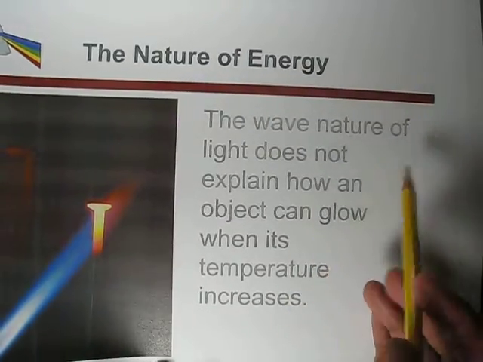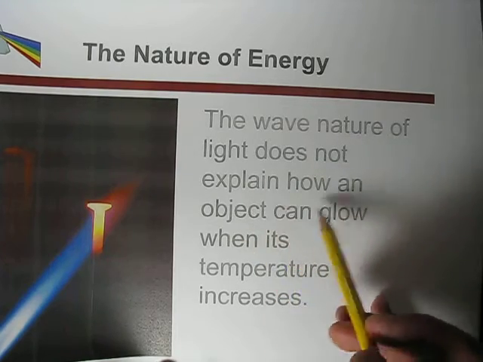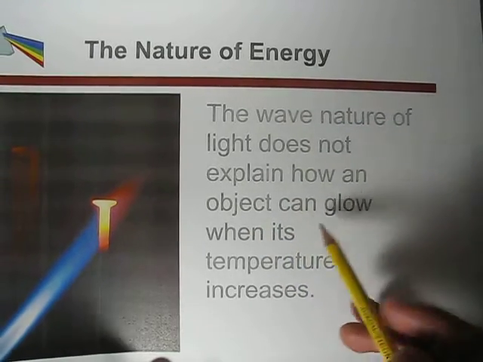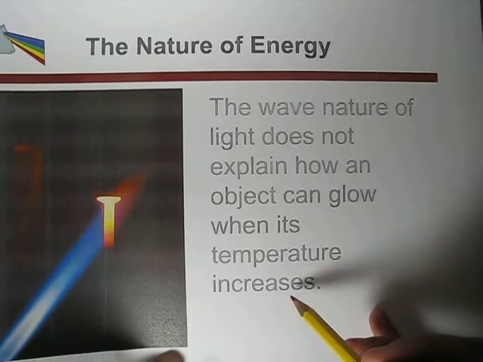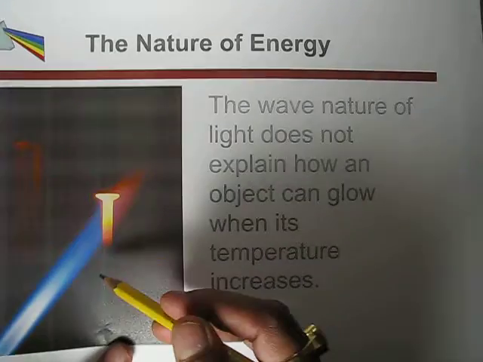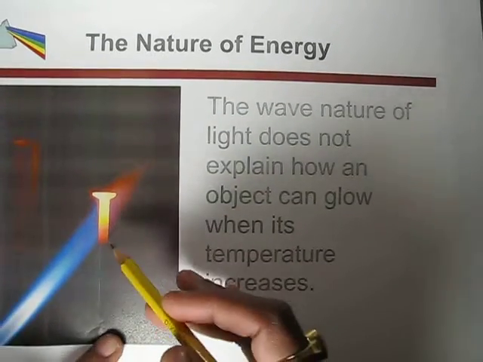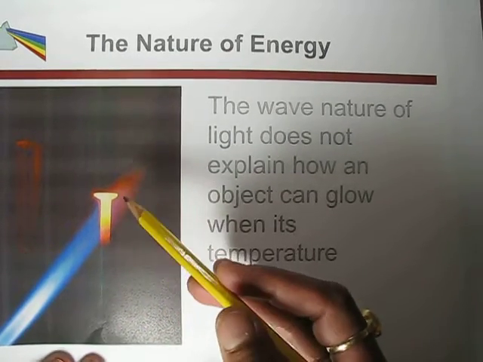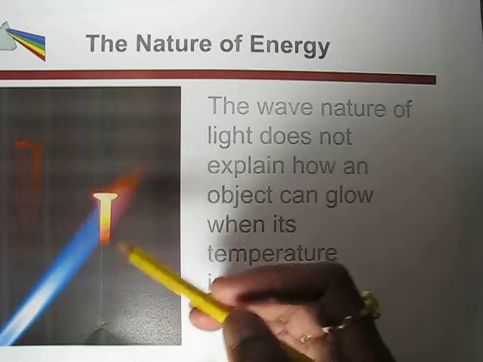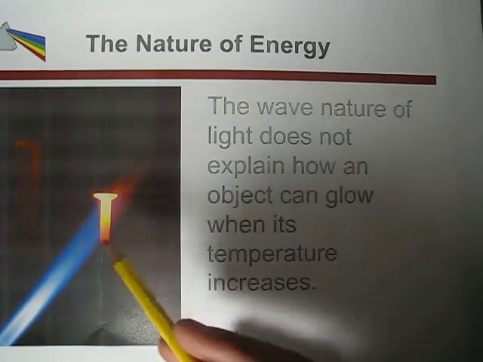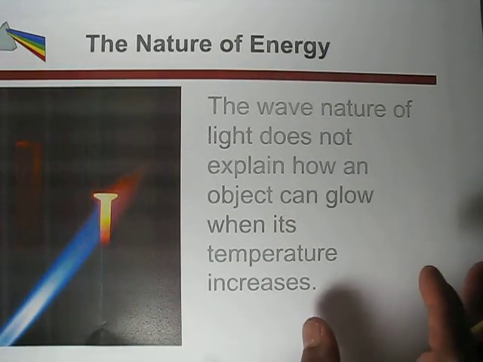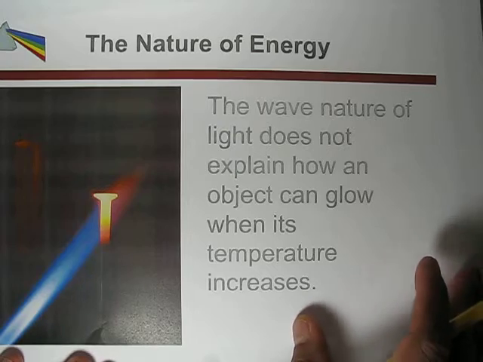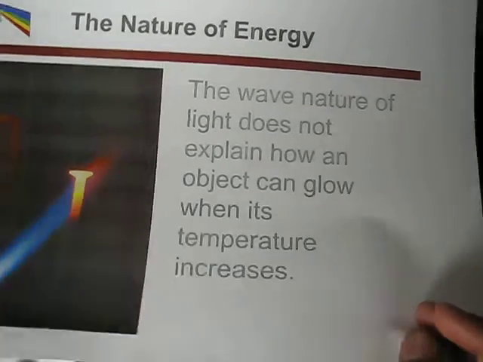First, the wave nature of light does not explain how an object can glow when its temperature increases. For example, this picture shows that when you heat this iron nail, it starts glowing red and yellow. This type of phenomenon cannot be explained by the wave nature of electron.